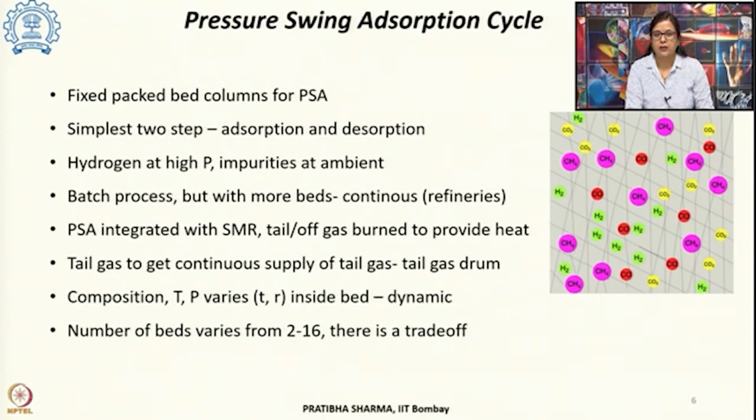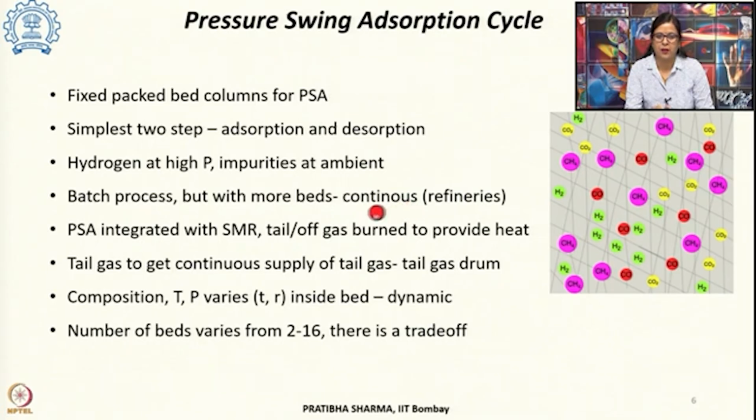Now, as we can see, there are two steps, so it is a sort of batch process. But for most applications where hydrogen is required, like in refineries or other applications, there is a continuous requirement of hydrogen. So, in order to make this batch process a continuous process, more beds are added to the process. So, it is not just two steps, actually we can add more beds so as to make it a continuous process.